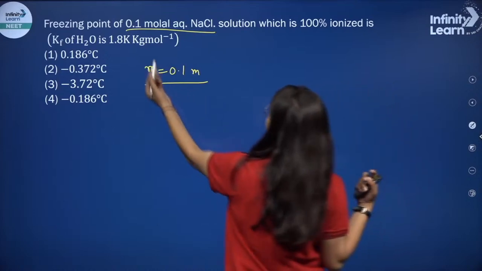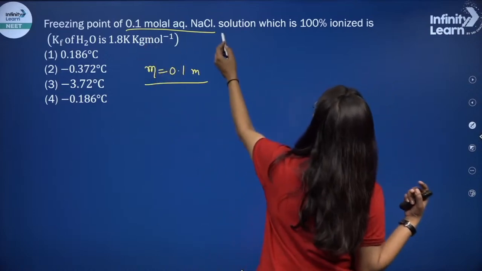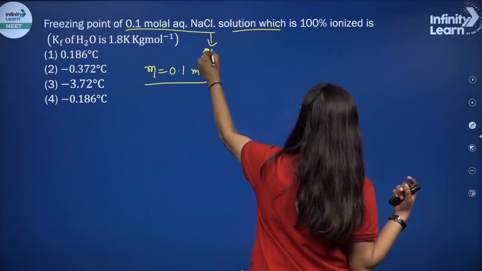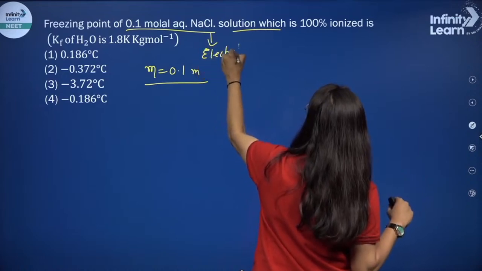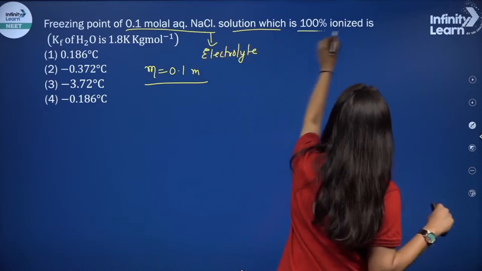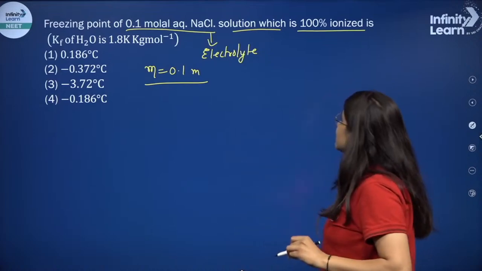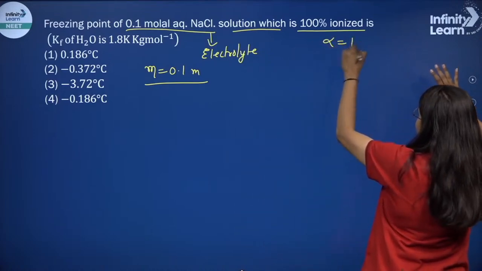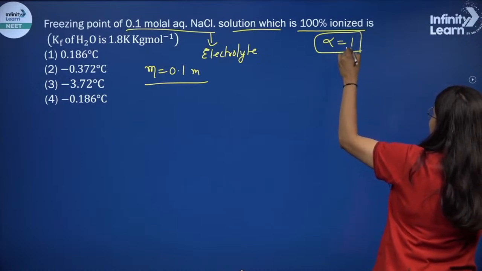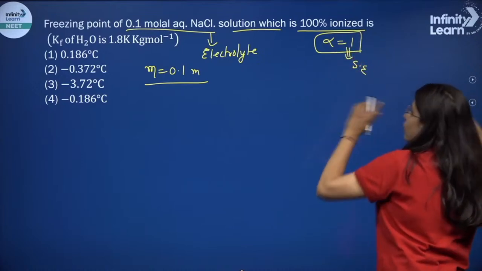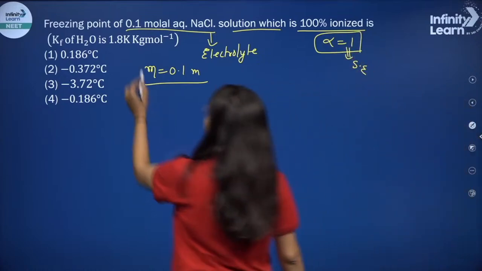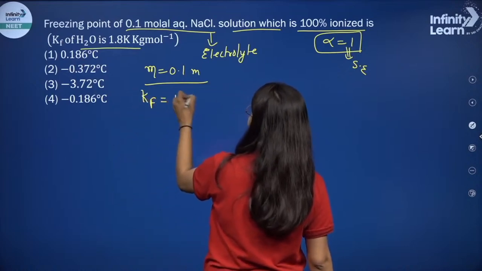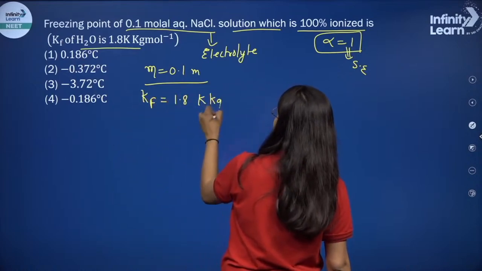सो फ्रीजिंग पॉइंट ऑफ मोलल, दिस इज गिवन, NaCl एक्वस सोल्यूशन। NaCl इज एन इलेक्ट्रोलाइट, राइट? दिस इज एन इलेक्ट्रोलाइट which is 100% ionized. So they are telling us that NaCl is 100% ionized. What is the value of alpha? It is 1, or so we can say it is a strong electrolyte. We already know. Now Kf for water is already given to us. Kf is 1.8 Kelvin kg per mole.